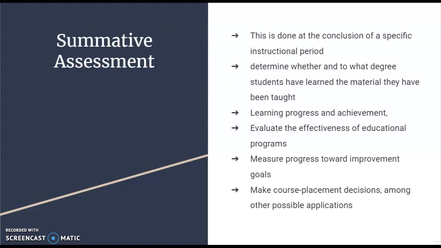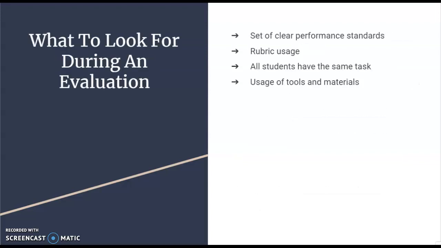The other type of evaluations that we are going to look at when I am observing is summative assessments. This is done at the conclusion of an instructional period. It can determine whether the student has understood what they've been taught with progress and achievement. We are measuring the growth, possibly from a pre-test to a post-test, and we are making placement decisions about what the next steps are in this unit. Now, as I go into a classroom as an administrator and an evaluator, I would want to look for clear performance standards, rubric usage, students with the same task, and usage of tools and materials.